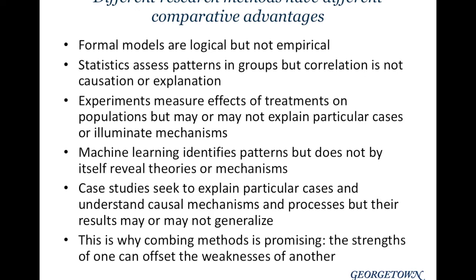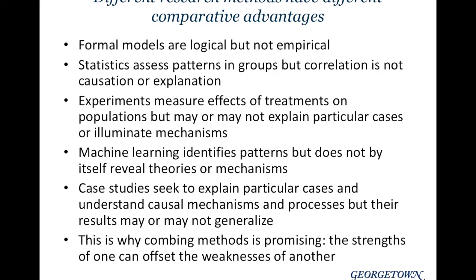Formal models are very logical, mathematical even, but by themselves are not an empirical method of research. They have to be married up with either statistical or case study methods or some other empirical method. Statistics assess patterns in whole populations, but they don't necessarily get at causation. You've probably heard the phrase that correlation does not mean causation. And they also don't, although they could conceivably get at causation, but we're never quite certain. And they also don't explain individual case studies. They talk about averages for populations, but not individual level causal effects.